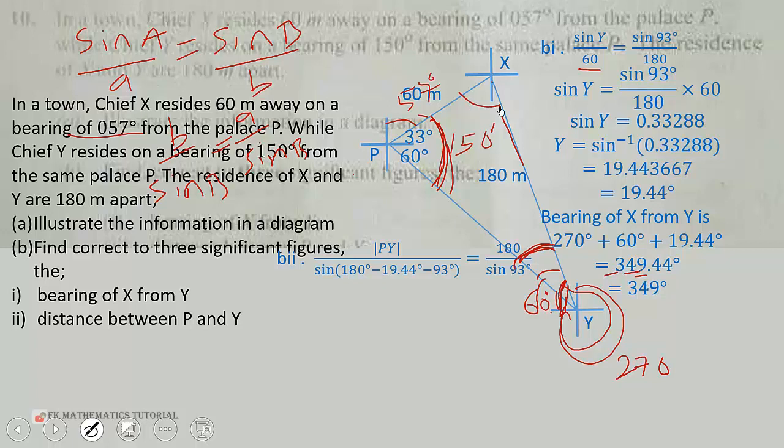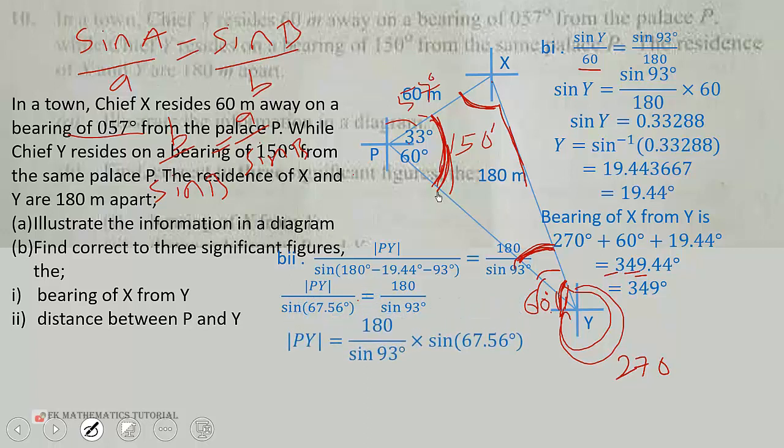Now that we know two angles, we know this angle 93 and we know this angle 19.44, we can find this one. So x over sine of 180 minus 19.44 minus 93, which is this angle, will be equal to 180, which is this side length, over the angle here. And that will be equal to sine 67.56. So we multiply both sides by sine 67.56, so that we get rid of this over here.